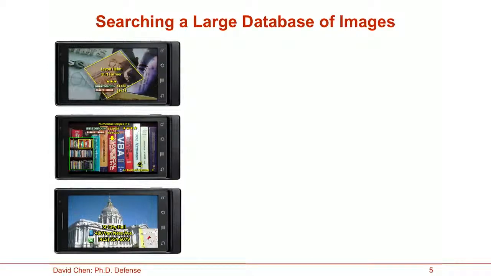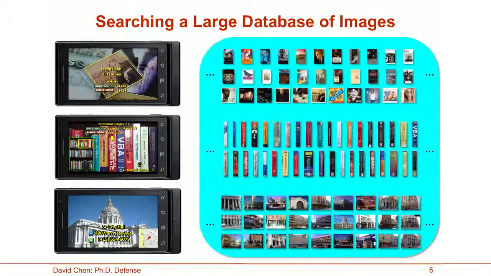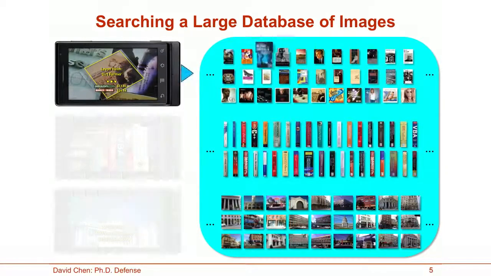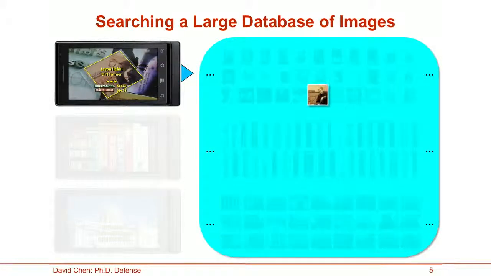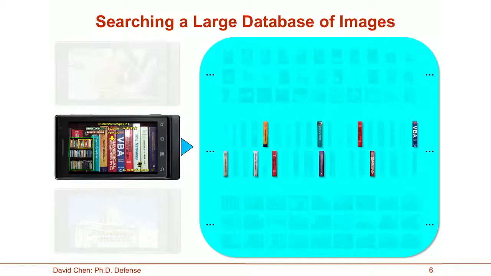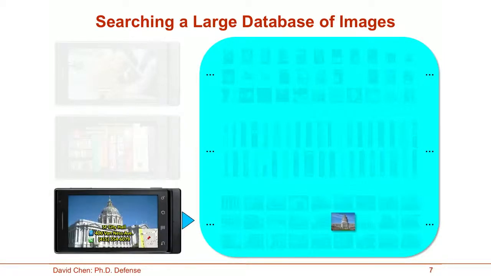For all three applications I have mentioned, there's a common need to search a large database of images. For media cover recognition, we need to compare the query image against all of the database images in order to recognize which database media cover best matches the query image. Similarly, for book spine recognition, we need to identify all of the database book spines that match the spines currently visible in the viewfinder frame.